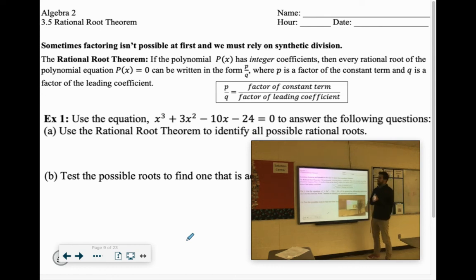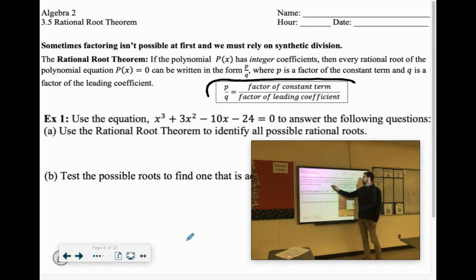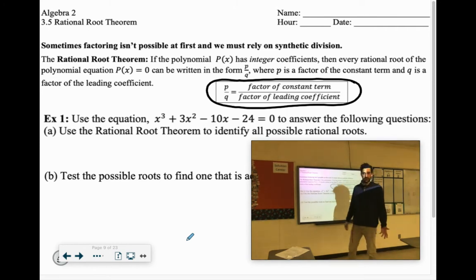Today we're talking about the rational root theorem. Here's the main formula. It gives you all the possible zeros that you can test, and we're going to test them with synthetic division to find one that actually works. Remember on your last test when it said, could this be a factor? You were looking for one that had a remainder of 0. That's how you determine if it is a 0 of that function.